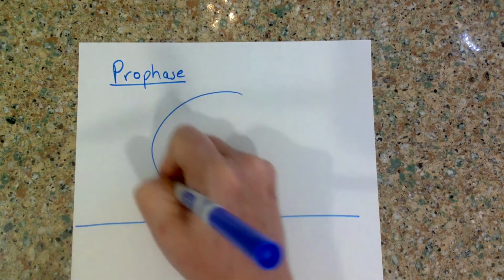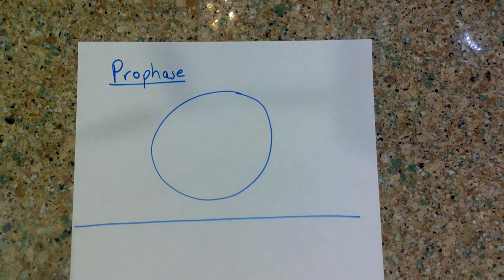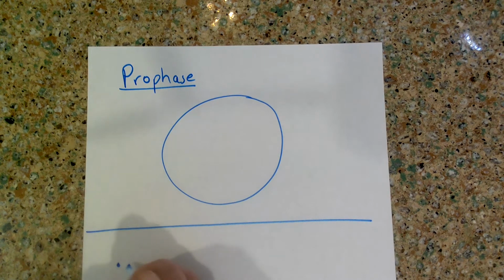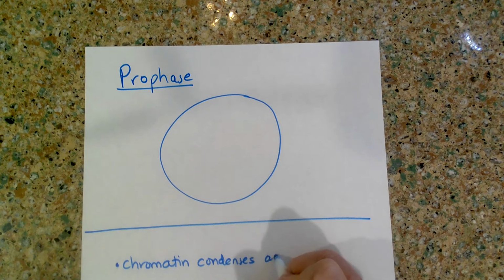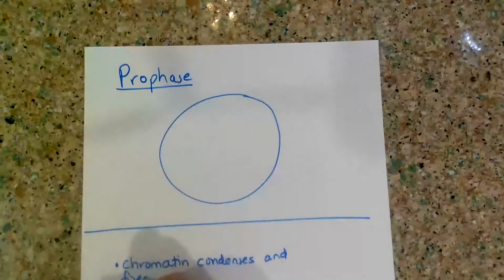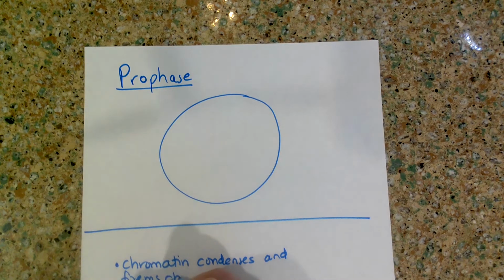So if you were to look at a cell in prophase, some of the things that are occurring is, I'll explain this after I write it. Chromatin condenses and forms chromosomes.